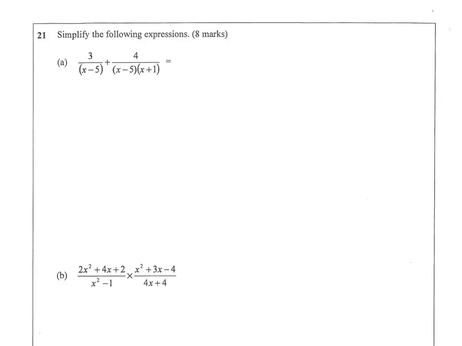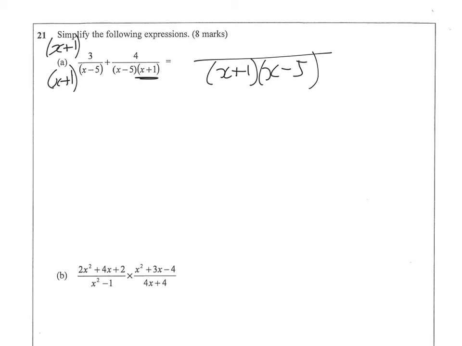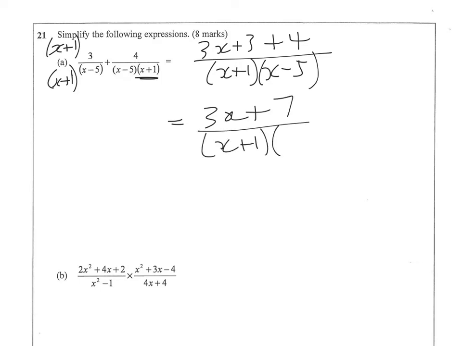Okay, 21a, we need a common denominator to add. Now, they both have x minus 5, just one of them has x plus 1, so I need an x plus 1 over here. What you do at the bottom you must do to the top. So therefore, our common denominator now is x plus 1, x minus 5 in any order. Now, expand the top, we get 3x plus 3 and plus the 4. So we get 3x plus 7 all over x plus 1, x minus 5.